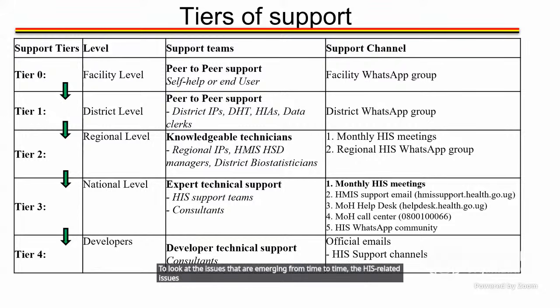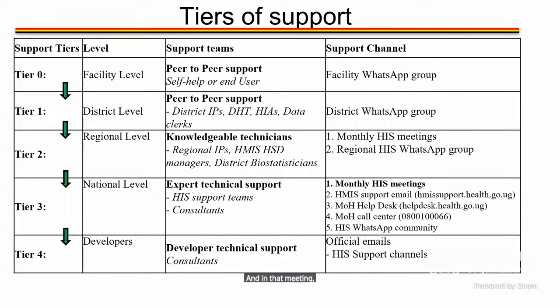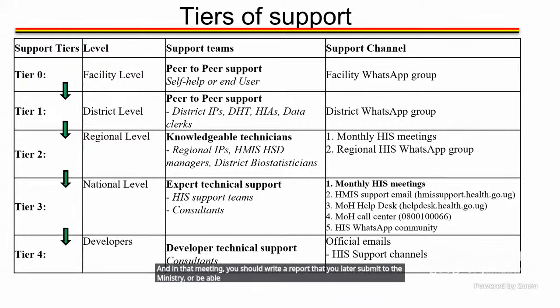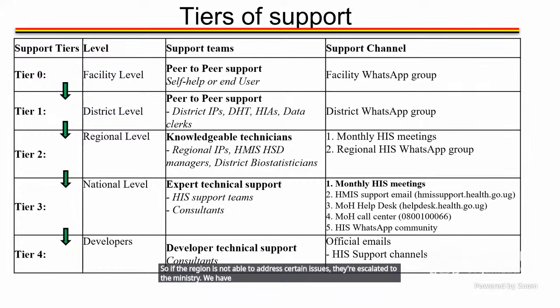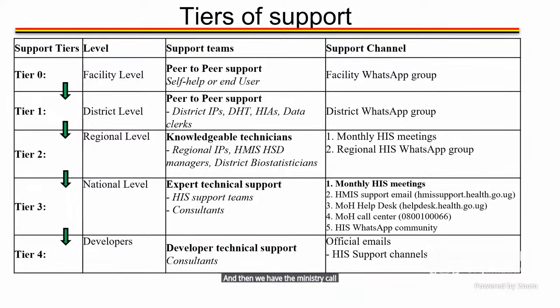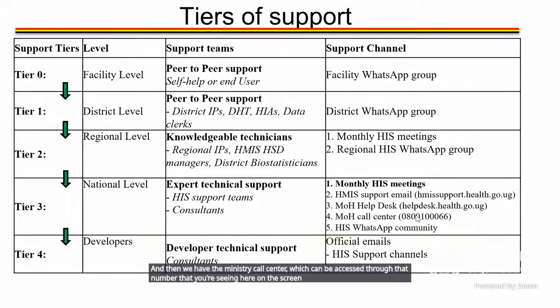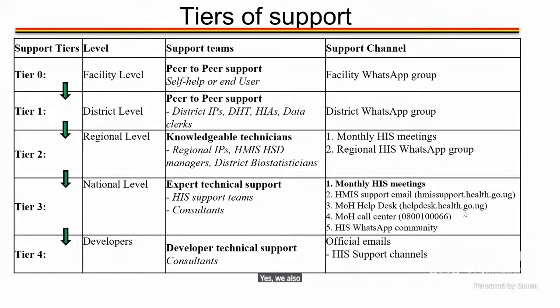And in that meeting, you should write a report that you later submit to the ministry, or be able to also escalate issues from that meeting. So at that level, you also have a WhatsApp group. If the region is not able to address certain issues, they're escalated to the ministry. We have a WhatsApp community that merges the different regional WhatsApp groups. And then we have the ministry call center, which can be accessed through that number that you're seeing here on the screen. Yes, we also have the help desk.